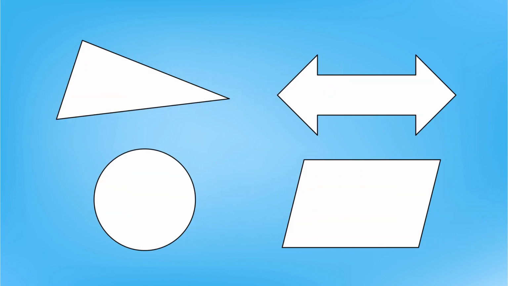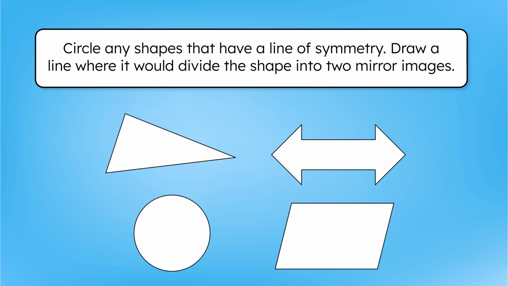Check out these other shapes and try to figure out if they're symmetrical or asymmetrical. Circle any shapes that have a line of symmetry and draw the line if you can tell where it would divide the shape into two mirror images. If you're ever unsure, you can always cut the shape out and try folding it to find lines of symmetry. Pause the video here and record your thinking in your guided notes.